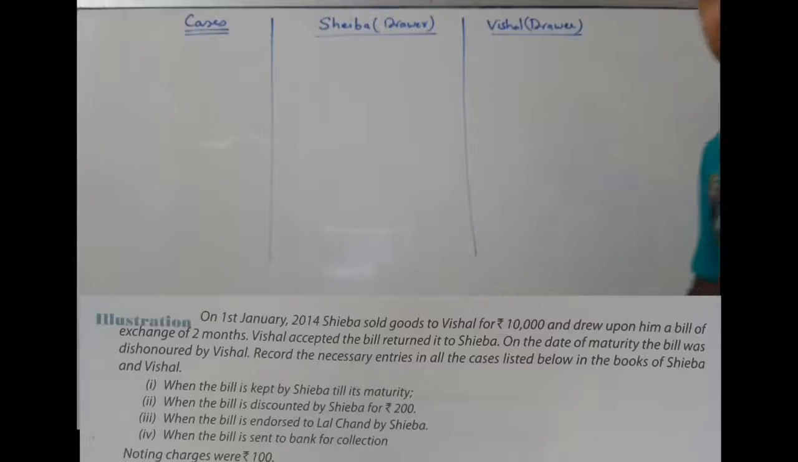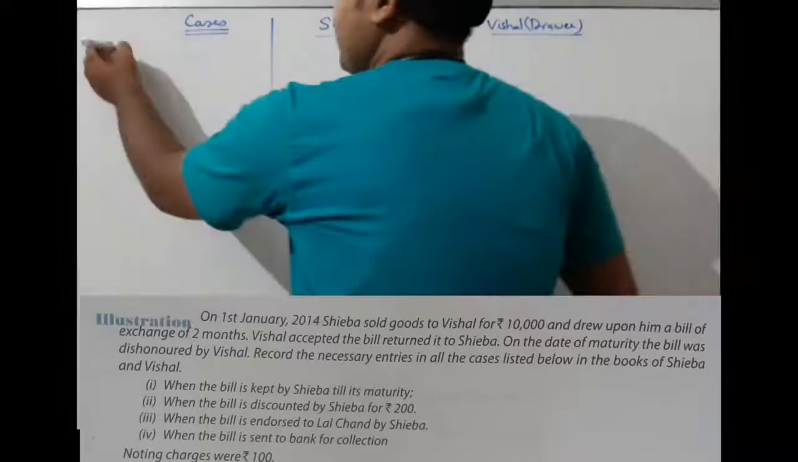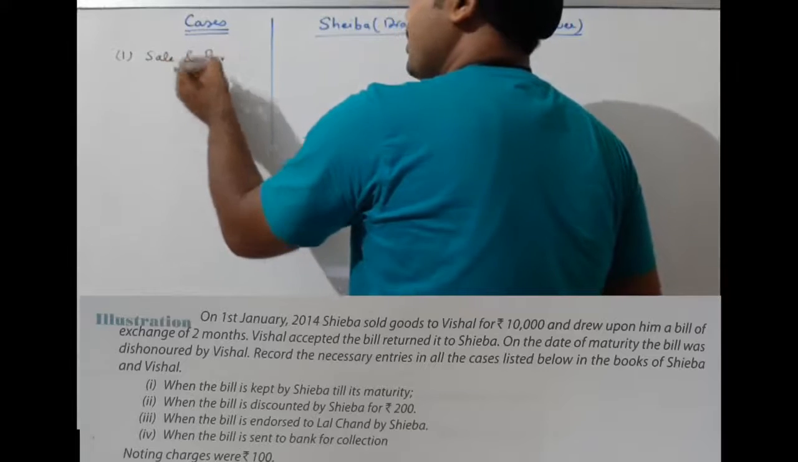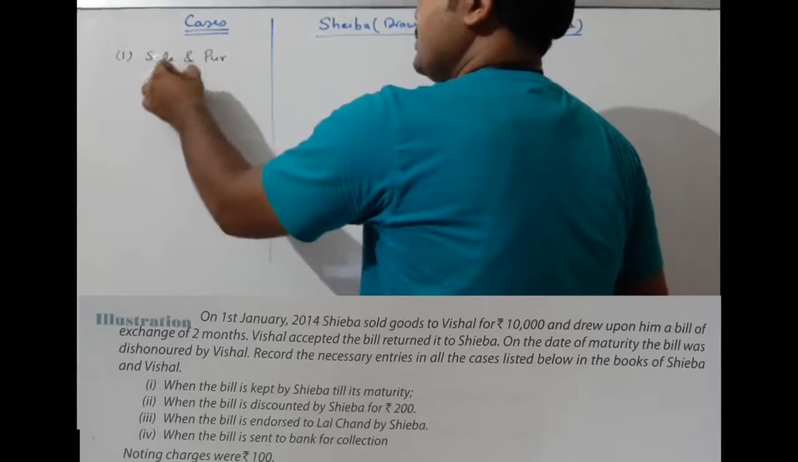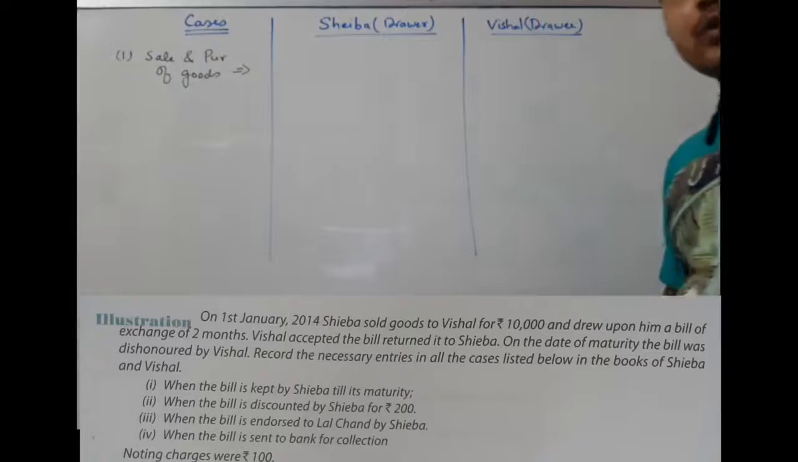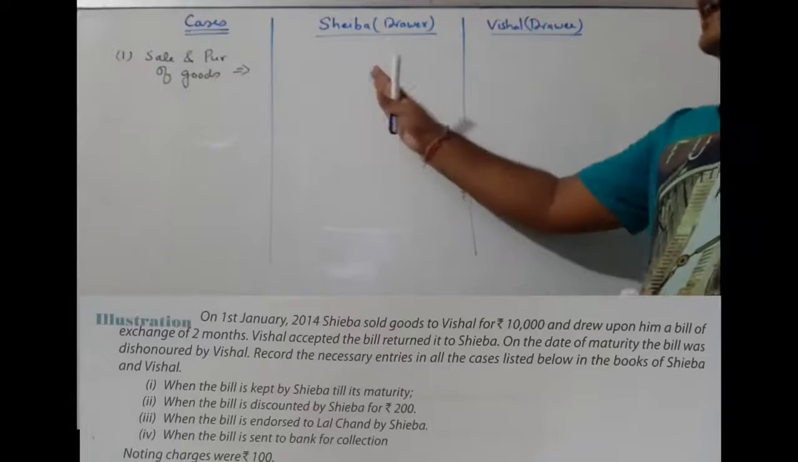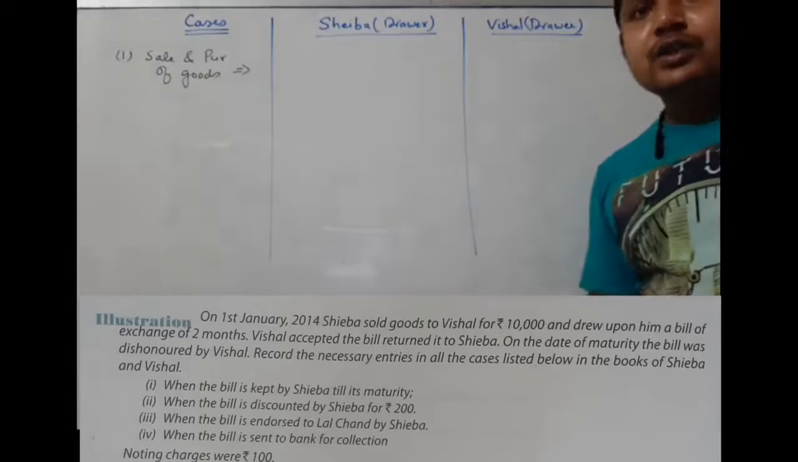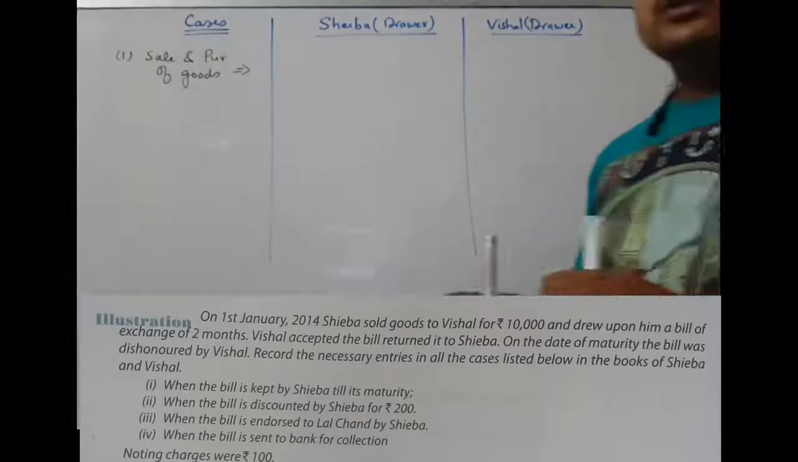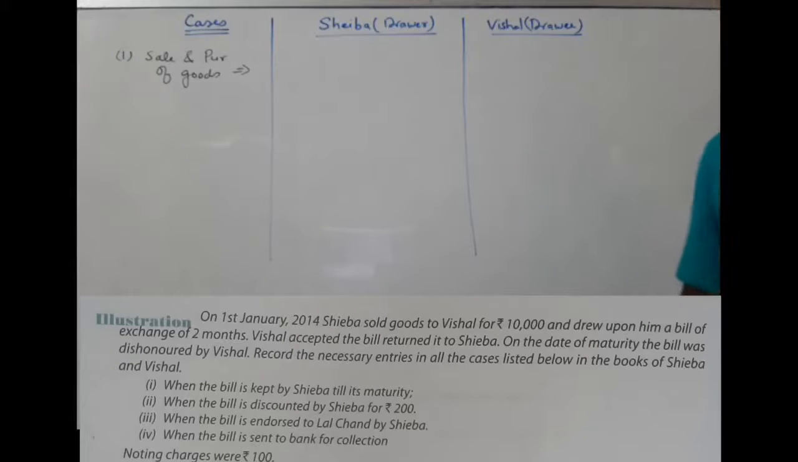So let's see. The first one, you know very well, is the sale and purchase of goods. The first entry is related to the goods sold and purchased by Saiba as well as by Vishal. So you know very well in this situation, Saiba sold the goods on 1st January 2014. Saiba ने goods sold कर दिया. कब sold किया? On 1st January 2014.